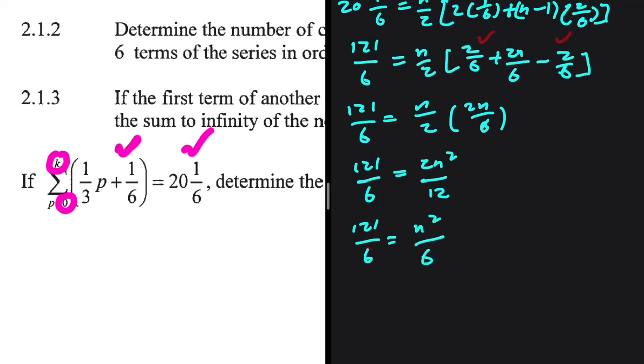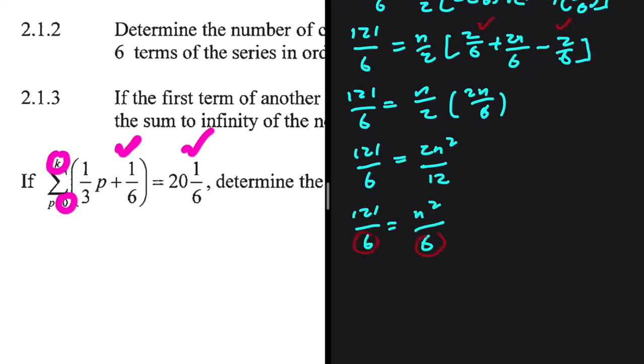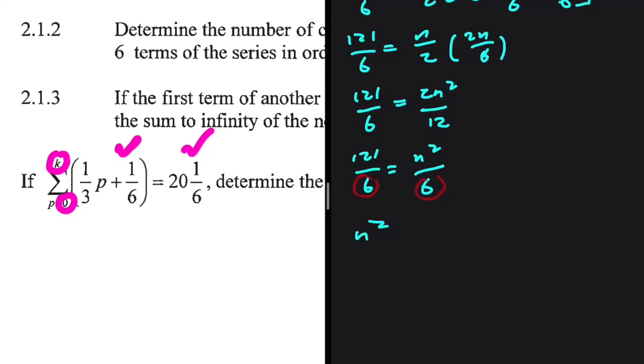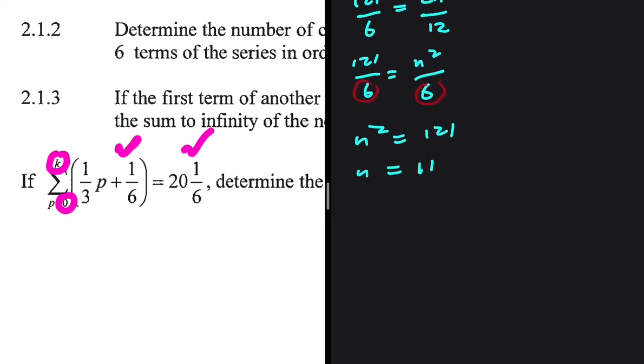So we can drop the 6's and just equate the numerators. N squared is equal to 121. So n should be equal to plus 11 and not minus 11. We cannot have minus 11 number of terms. So we have 11 terms, which means that k will be equal to 10.